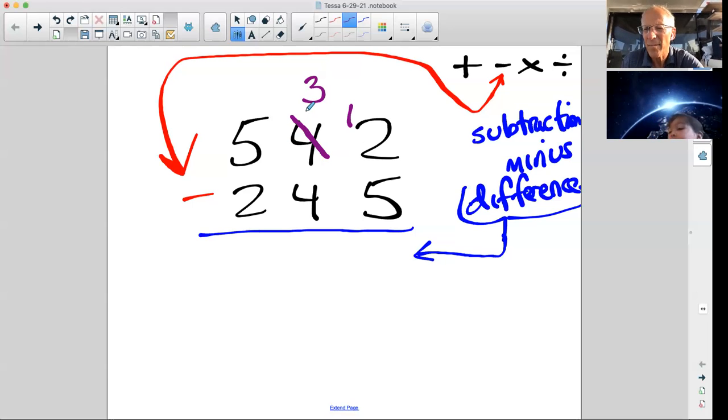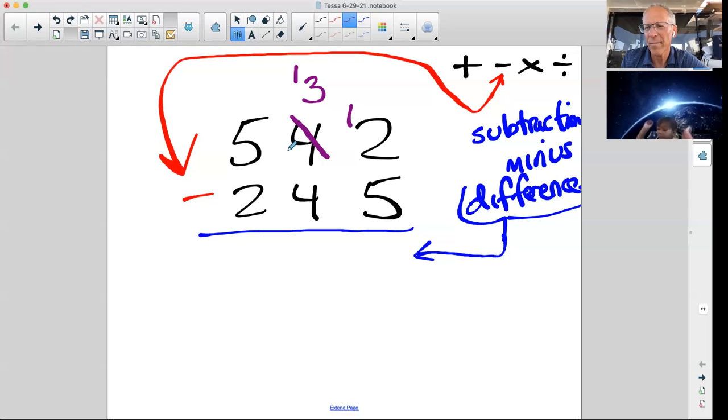Why did we turn 3 into 13? Because 3 is too small for 4. Yes, that's it. Tessa, that's exactly why you made it a 13. But why are you allowed to do that? Where did the 1 come from?